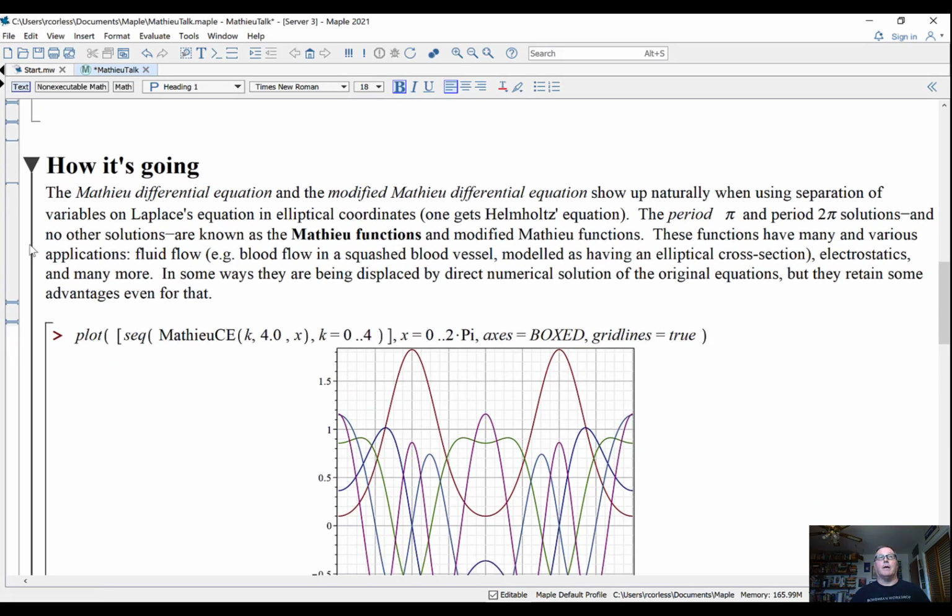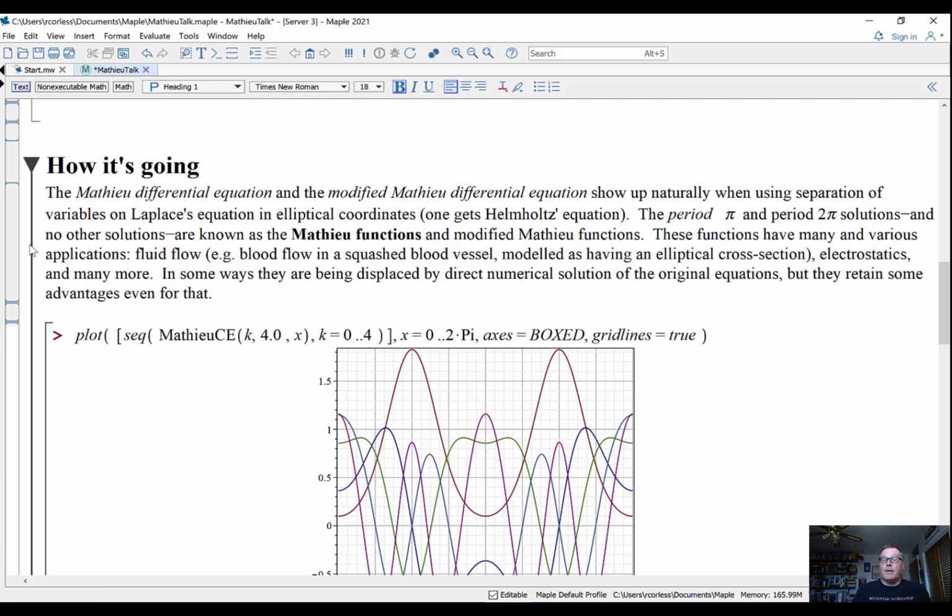What do we think of this now? The Mathieu differential equation and the modified Mathieu differential equation occur in a wide variety of applications. We were first interested in a problem in blood flow where the blood vessel was being constricted to a shape that you could reasonably model as elliptical. When you solve Laplace's equation in those elliptical coordinates, you get Helmholtz's equation. And you use separation of variables on that, you get two differential equations. One of them is the Mathieu differential equation. The other is the modified Mathieu differential equation.